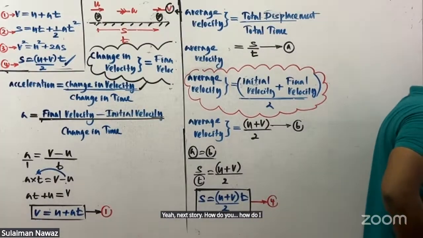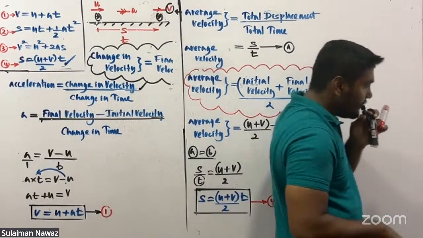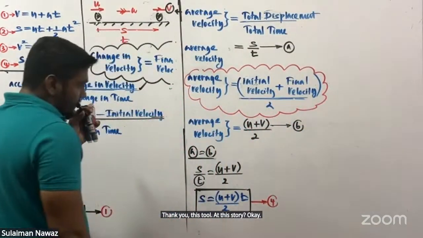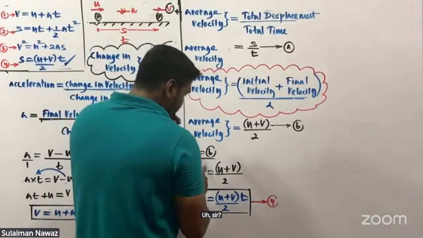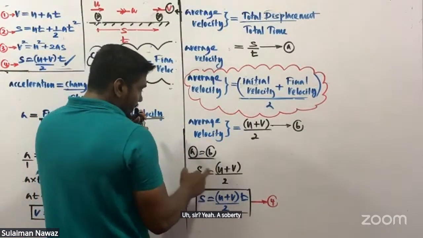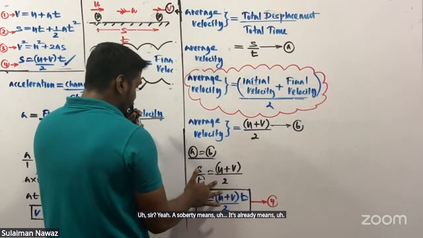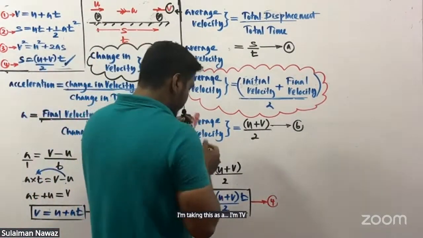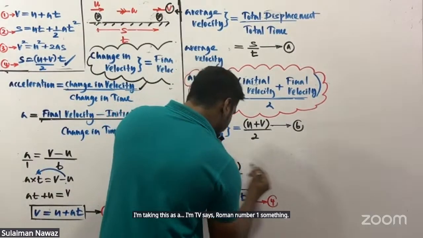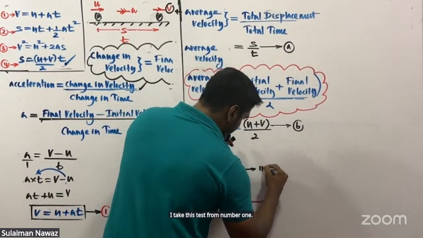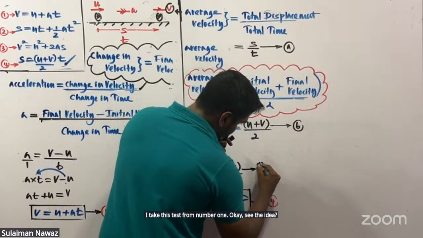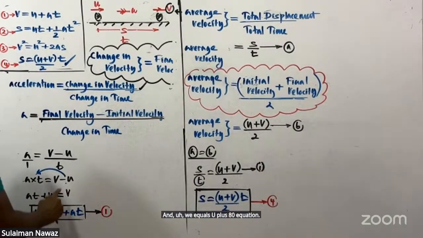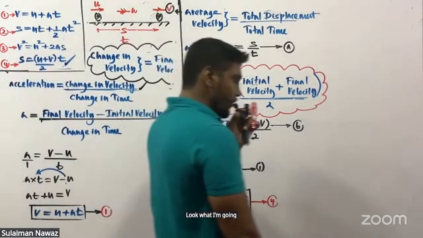Then next, how do I derive the third equation? Look here. S over T equals U plus V over 2. I'm taking this as Roman number 1. Okay, see the idea. And V equals U plus AT is equation 1. V means U plus AT. Look what I'm going to do.